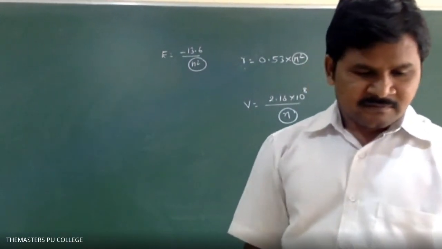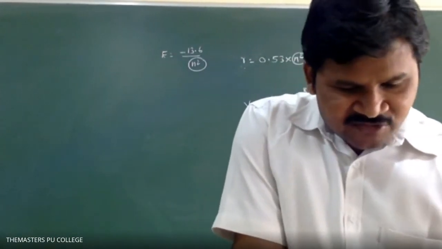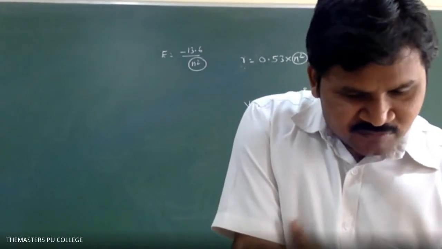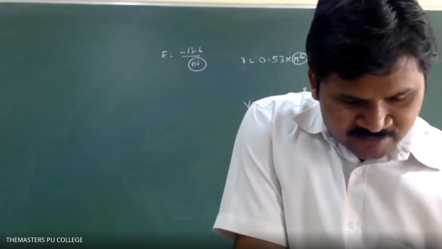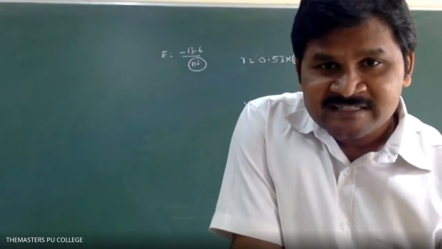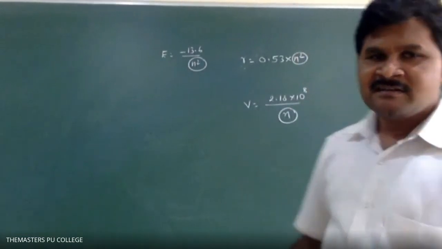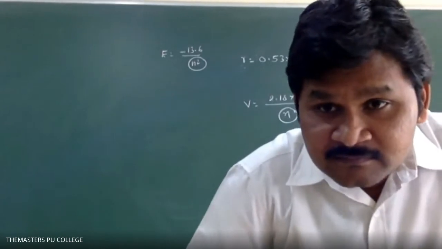Next, Rydberg constant. What do we get? h cube, c h cube. So option 2 for 3C. Actually, in derivations you will get these relations. Instead of that, I am trying to simplify the solution as much as possible like this. But how did we get these?